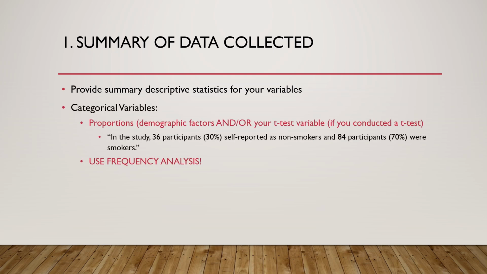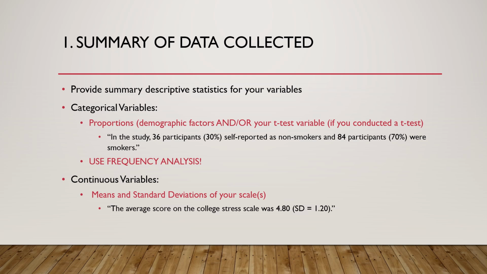If you're doing a categorical variable, this just means including all the proportions of demographic factors and or your t-test variable, those groups that you're comparing to each other. For instance, you might describe your participation as 36 participants or 30% self-reported as non-smokers, whereas 84 participants or 70% were smokers. Here you have both the count of the proportion as well as the percentage proportion there. So for this, you're going to use a frequency analysis here because you're counting how frequently people fell into each group or condition.